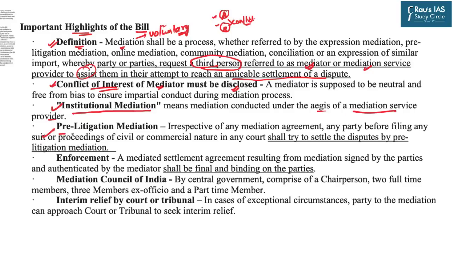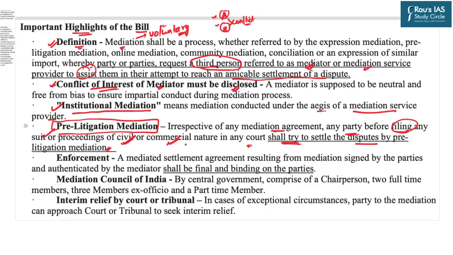The next component is pre-litigation mediation. The bill says that irrespective of any mediation agreement, both parties shall try to settle disputes by pre-litigation mediation before coming to the courts. That means any party, before filing any proceedings of a civil or commercial nature in any court, shall try to settle disputes by pre-litigation mediation. Now this is one of the drawbacks, and on this point there is an objection by the Parliamentary Standing Committee.